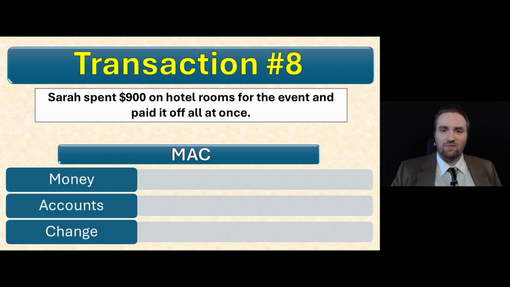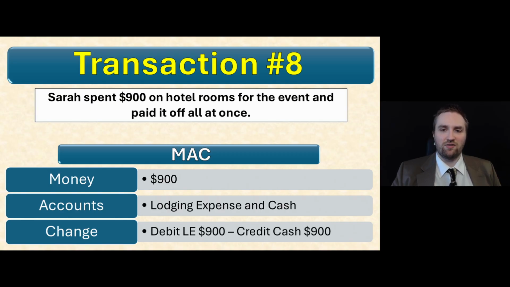Transaction number 8. Sarah spent $900 on hotel rooms for the event and paid it off all at once. MAC. Money, $900. Accounts, lodging expense and cash. Change. Debit lodging expense, $900, and credit cash, $900.